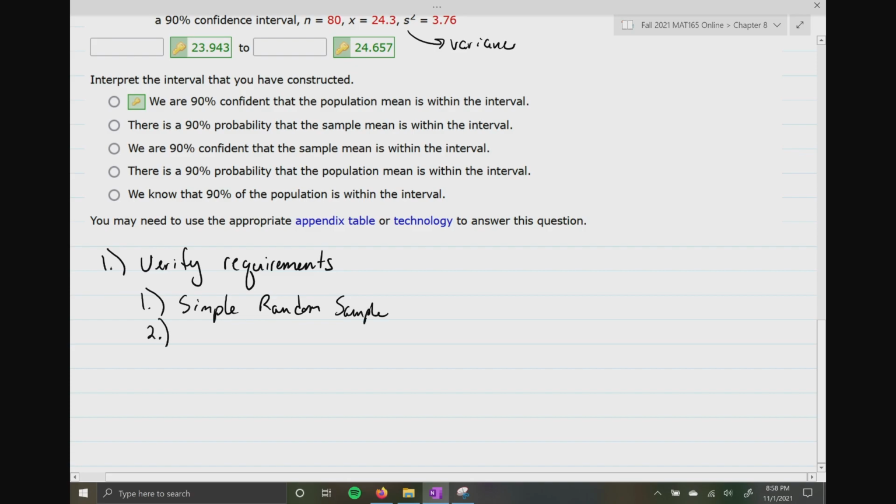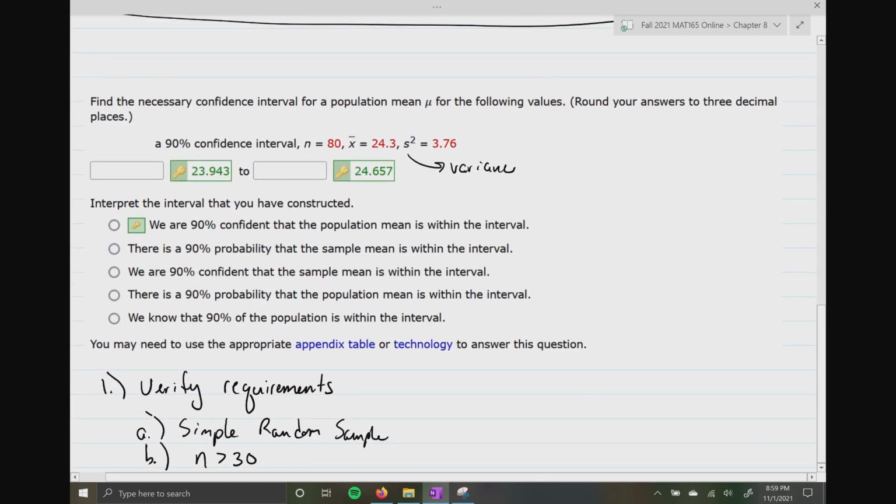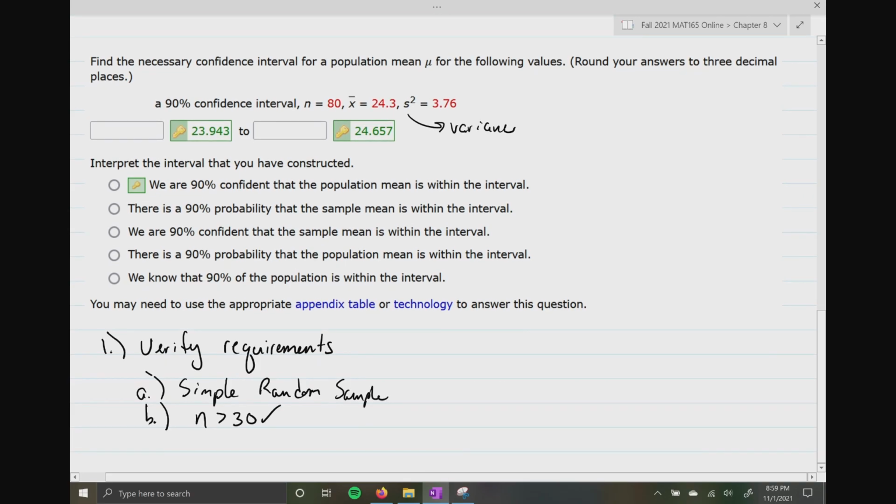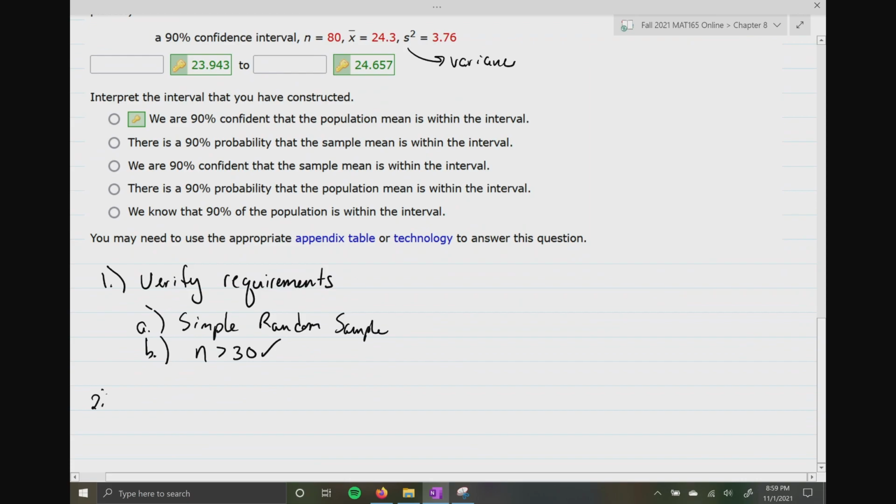Or the second requirement, maybe I should be using A or B: n is greater than 30. So this doesn't tell us anything about how they sampled the data. However, n is 80, which is bigger than 30, so check. All right. Step 2. Find your Z alpha over 2. Now, the Z alpha over 2 is going to be the same as it was in the previous video. So because we want a 90% confidence level, our Z alpha over 2 critical numbers are going to equal 1.645 plus or minus, okay?